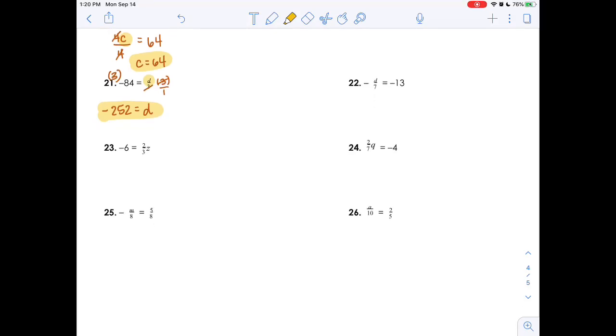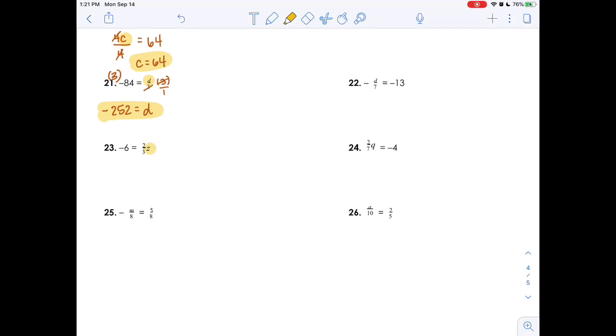Looking at 23, I have negative 6 equals 2 over 3z, or 2/3 z. My variable here is z. So this one brings up another rule, but it's just an extension of what we've already learned. So here I have a fraction times z.